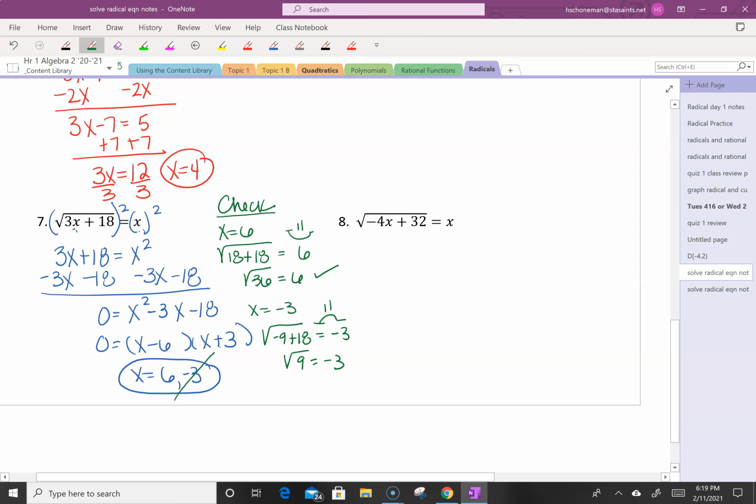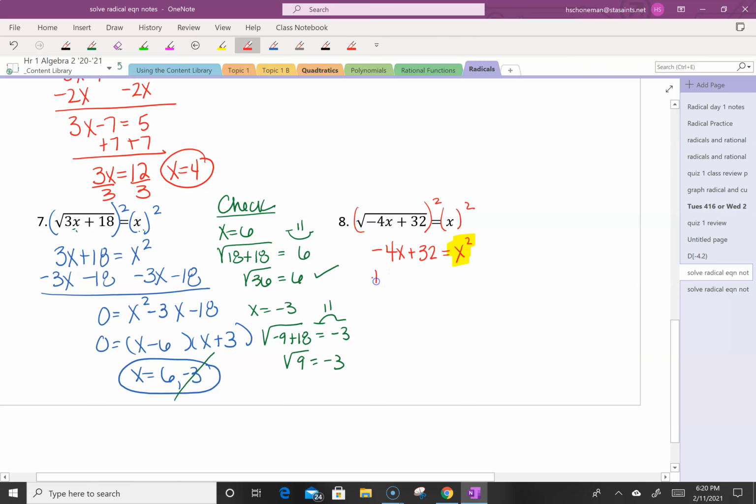Let's try this again on number 8, so you can see that again. On number 8, to solve this, I'm going to square both sides, so that gives me negative 4x plus 32 equals x squared. When I see this x squared, it tells me a couple things. The first thing I realize is that the equation is quadratic. So to solve it, I'll have to set it equal to 0 and factor it. It also tells me that I could have a false answer, and then I'm going to have to check my solution.